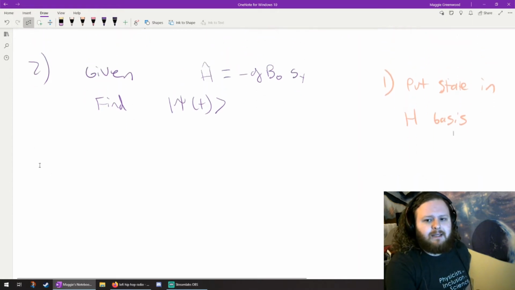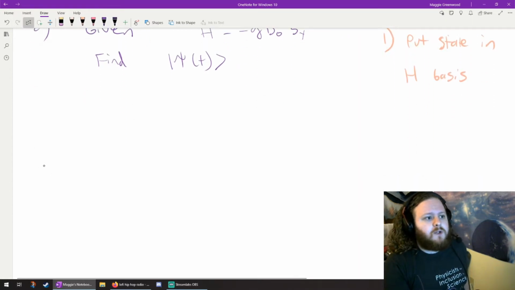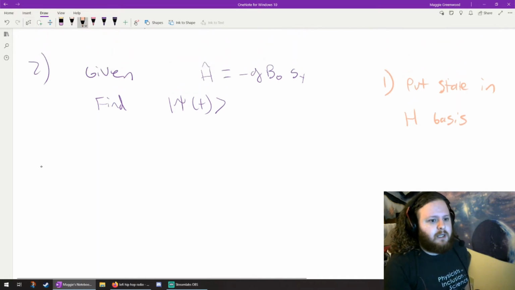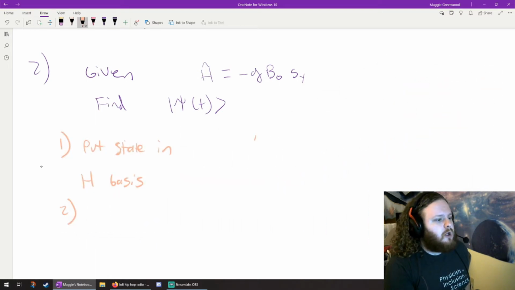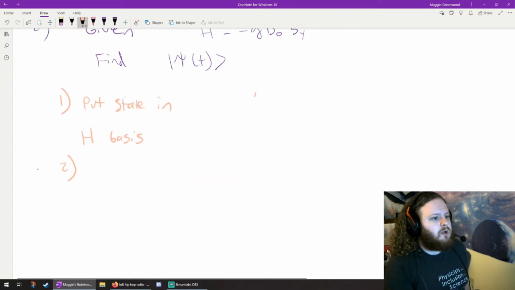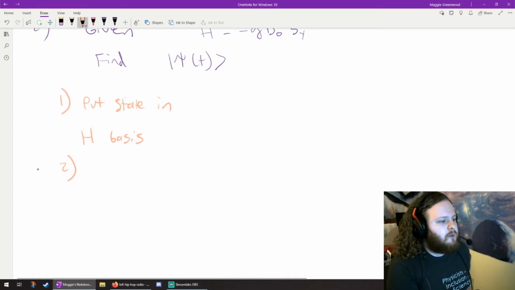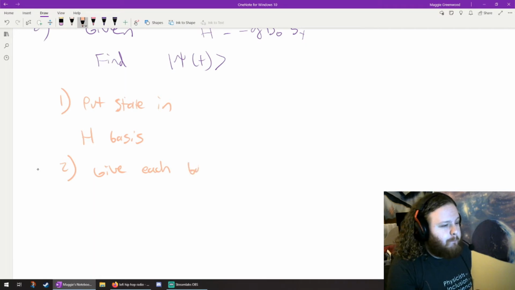I need to pan down because my video is going to cover that up. So not only do we need to put the state in the H basis, we need to then do some superposition things. I'm just going to copy this over here because I don't want to run into the camera feed. So we've got to put the state in the H basis. We've got to then give each basis state... I don't really know what language to use here.